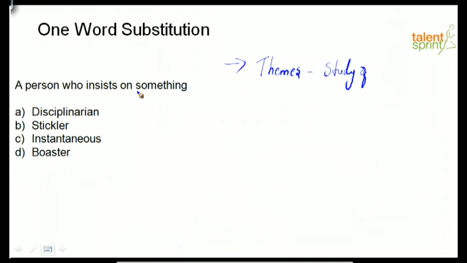So what can I quickly eliminate out of the options? Look at the keywords from the one-word phrase: a person. So I can safely eliminate option C. A disciplinarian is somebody who gives a lot of importance to discipline, very strict when it comes to discipline, somebody who enforces it. A stickler, even if you're not familiar with this word, you've heard people say, this person is a stickler for timekeeping.